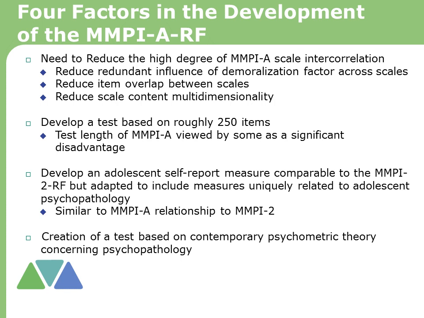We also, from the outset, had a goal of developing a test that was no longer than 250 items, because test length had become an increasingly important issue in people's willingness to use the test, particularly, for example, in educational settings. We also wanted to develop an instrument that was, in a sense, a downward extension of the MMPI-2-RF, but adapted to include measures that we uniquely found in adolescent development and psychopathology. So, in other words, very similar to the relationship of the MMPI-A to the MMPI-2. And finally, we wanted to create a test which was based on contemporary psychometric theories concerning psychopathology, not the diagnostic categories that were available in the 1920s and 30s.